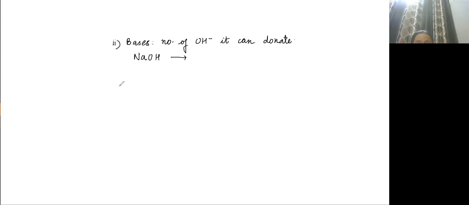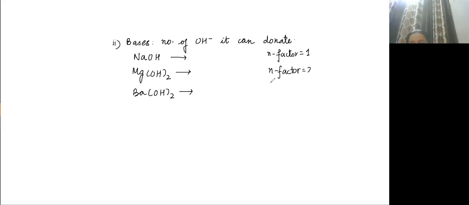Example, NaOH. What is NaOH N factor? Correct. N factor will be 1. It will donate only 1 OH. What is N factor of magnesium hydroxide? Correct. N factor will be 2. Now barium hydroxide, it will also be 2.